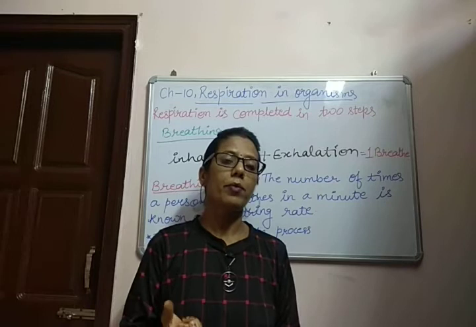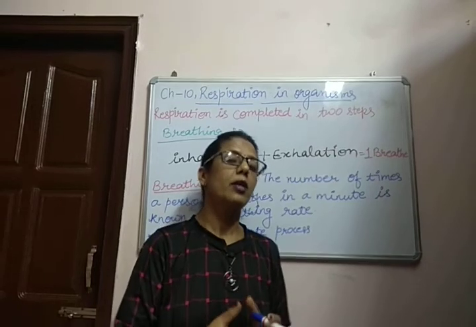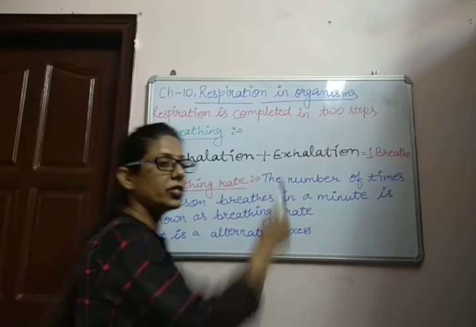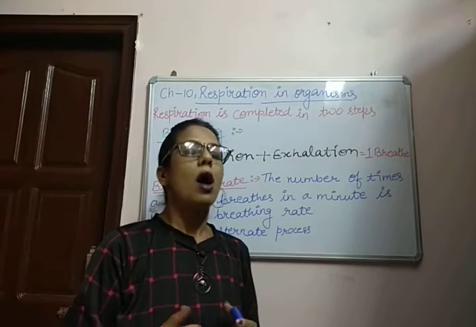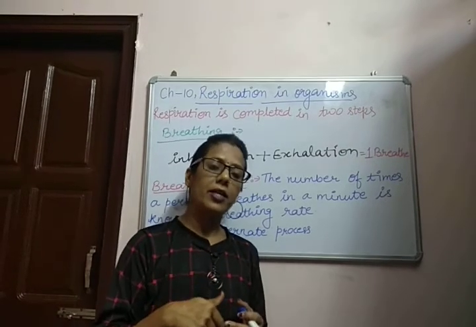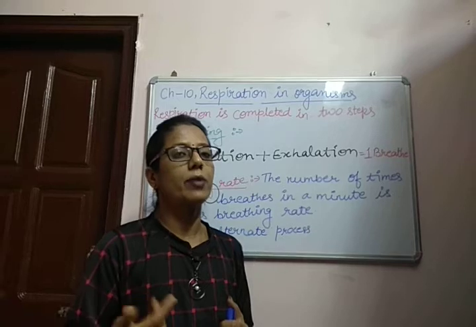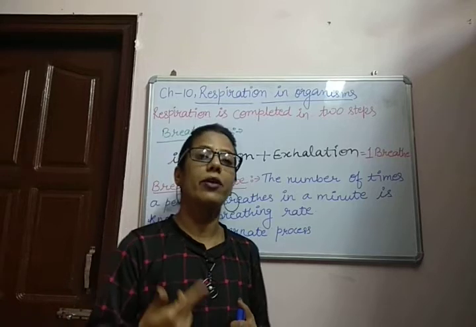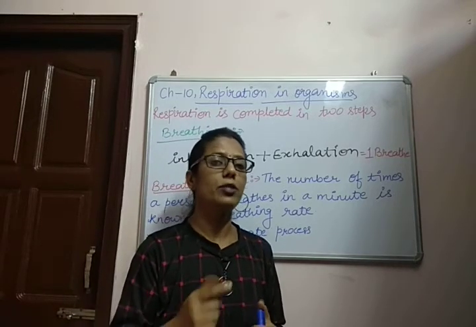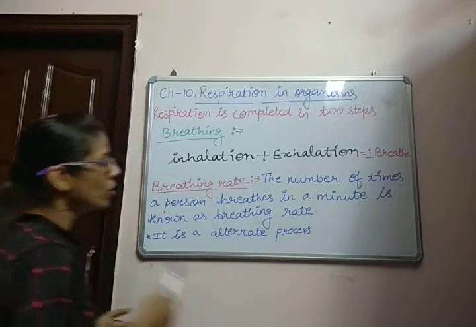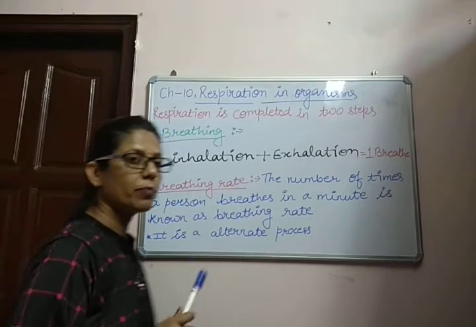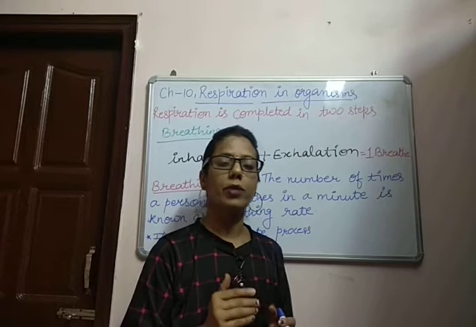That is, how many times we breathe in a minute. What does breathing mean? One inhalation and exhalation. It means how many times we are inhaling oxygen rich air and how many times we are exhaling carbon dioxide rich air in a minute. It is known as breathing rate. So the number of times a person breathes in a minute is known as breathing rate.